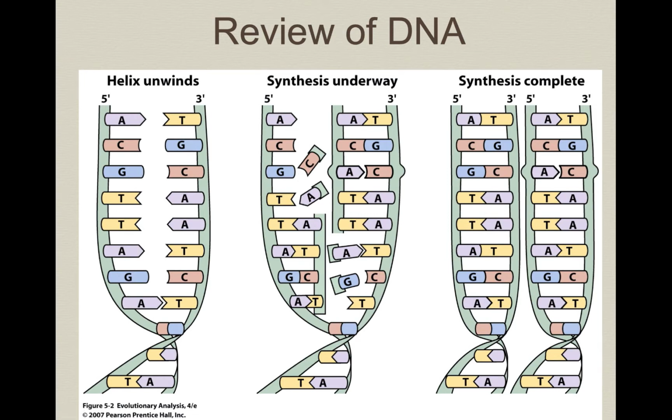But look what we have right here. So here on the template strand, we have a C, so really it should be bonding with a G, but instead we see the placement of an A in this position. That is a mutation. That is what we call a point mutation right there.